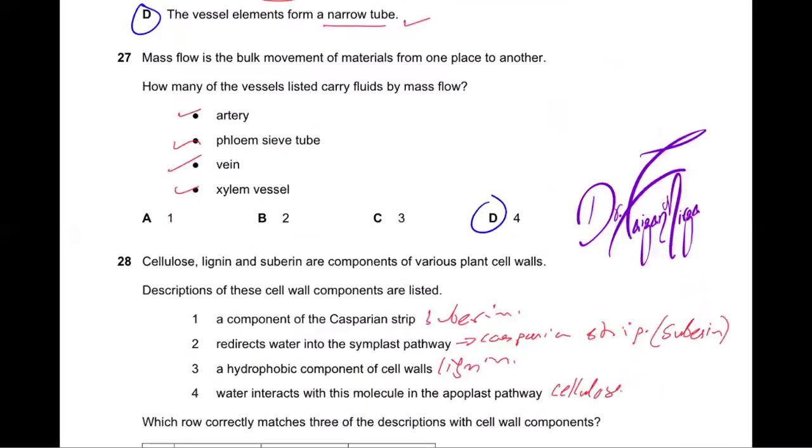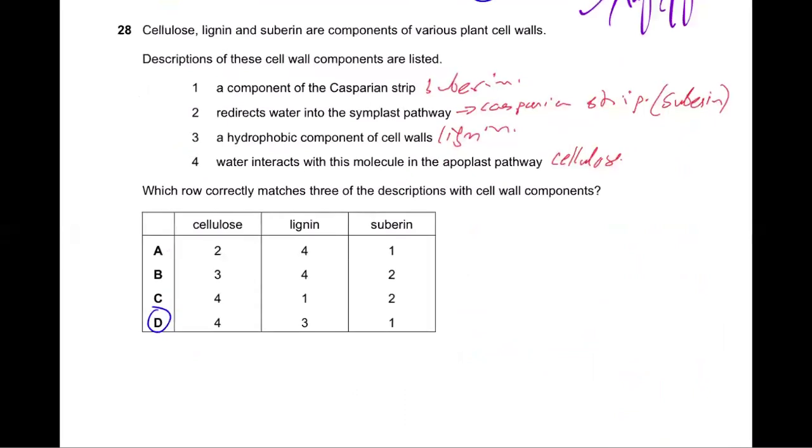Mass flow is bulk flow movement of materials from one place to another. How many vessels listed carry fluids by mass flow? So all these carry materials from one place to another. So all four of them will basically be there in the answer.